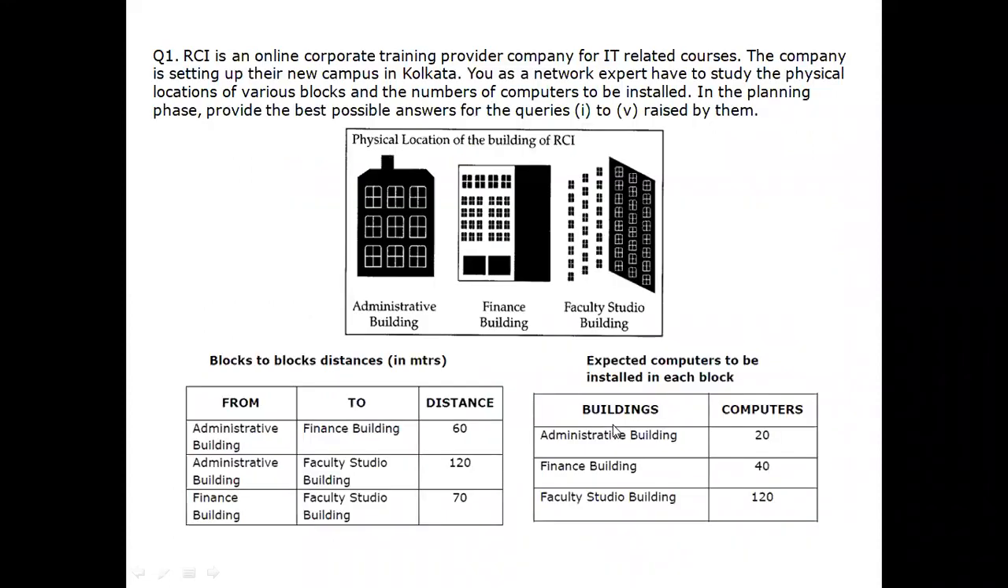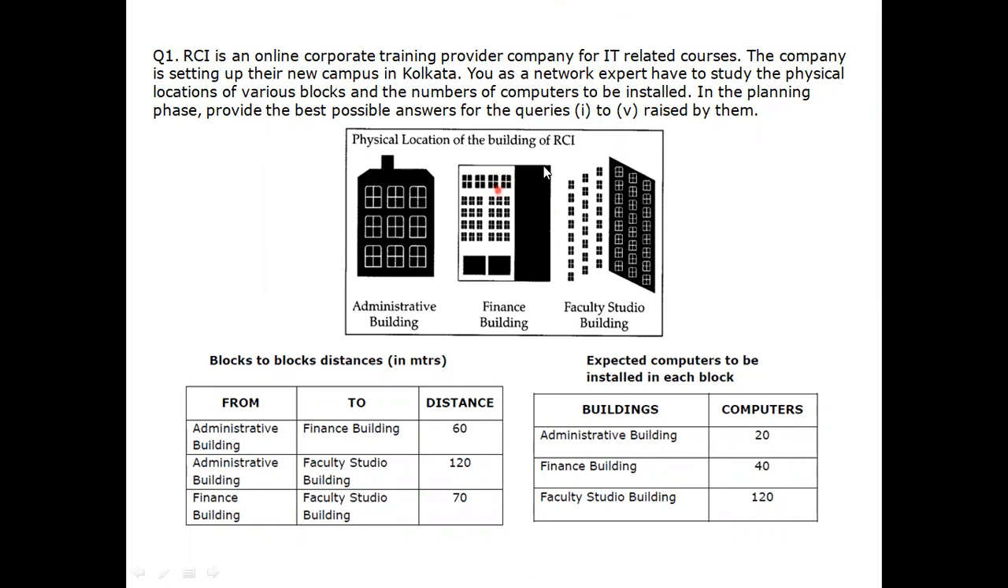Okay, so here is one question. And this question always comes in the 5 marks section. RCI is an online corporate training provider company for IT related courses, and the company is setting up their new campus in Kolkata. You as a network expert have to study the physical locations of various blocks and the number of computers to be installed. In the planning phase, provide the best possible answer to questions 1 to 5 raised by them.